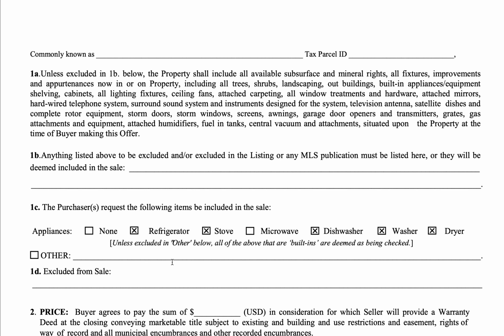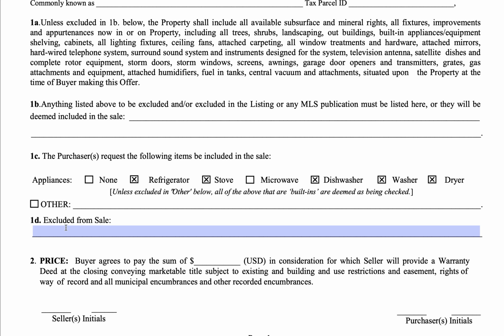Section 1C is going to be anything that's included in the sale. So if they are leaving behind the appliances, fridge, stove, microwave, dishwasher, washer, dryer, we would check these things and mark anything that's going to be included with the sale.